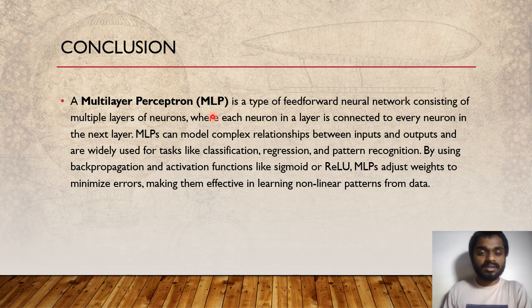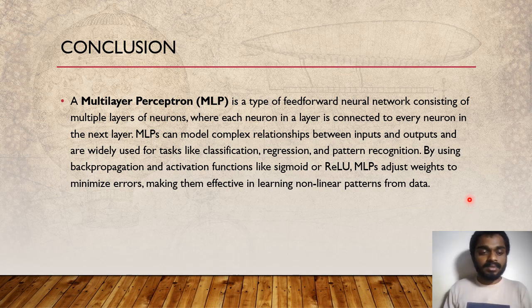And let's conclude the topic. A multilayer perceptron is a type of feed-forward neural network consisting of multiple layers of neurons where each neuron in a layer is connected to every neuron in the next layer. MLPs can model complex relationships between inputs and outputs and are widely used for tasks like classification, regression, and pattern recognition. By using backpropagation and activation functions like sigmoid or ReLU, MLPs adjust weights to minimize errors, making them effective in learning nonlinear patterns from data.